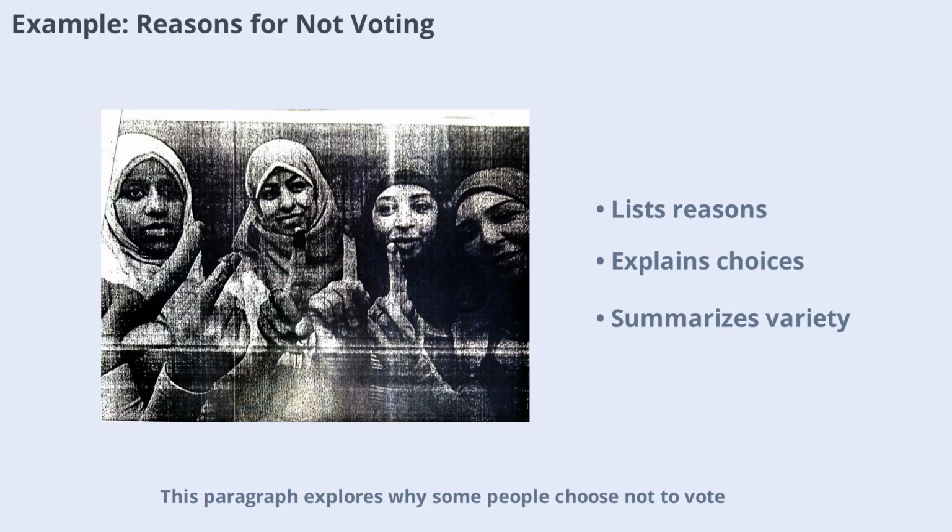This paragraph explores why some people choose not to vote. It lists several reasons, such as feeling their vote doesn't matter, lack of interest, or not liking the candidates. The concluding sentence summarizes that people's reasons for not voting vary considerably, tying the paragraph together.